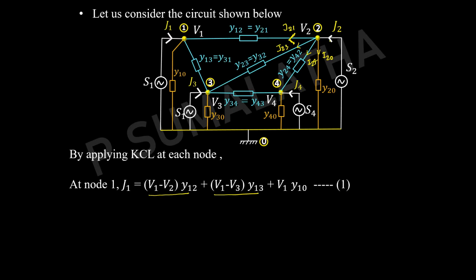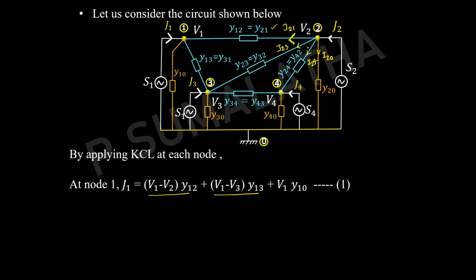That is, J2 is equal to (V2 minus V1) into Y21 is the first term. The second term is (V2 minus V3) into Y23. (V2 minus V4) into Y24 is the third term. The last term is (V2 minus V0) into Y20, which is the fourth term. So let us see that.